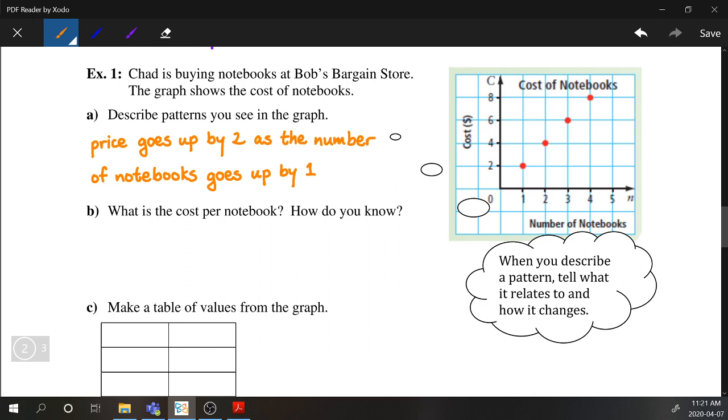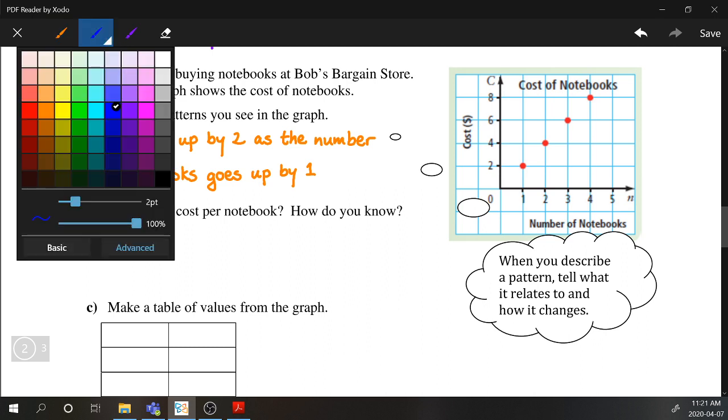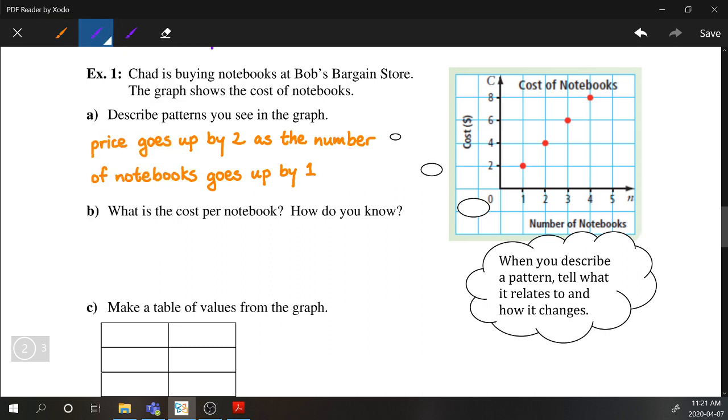Now, the next piece is the cost per notebook. You can clearly see one notebook $2, two notebooks $4. So the cost per notebook is $2. You can tell that from the pattern in the graph.